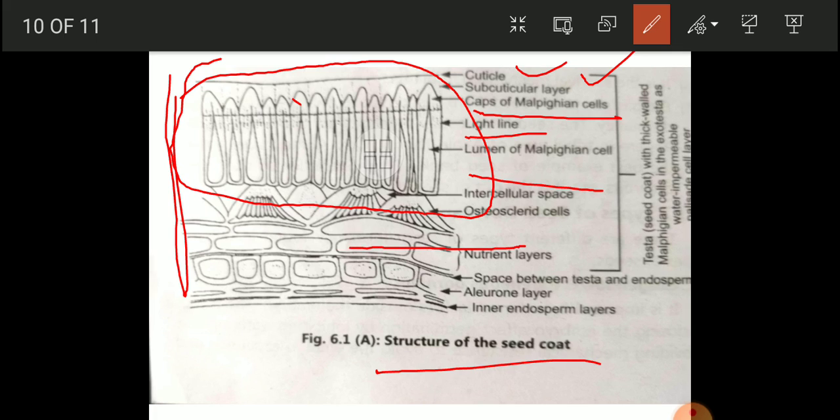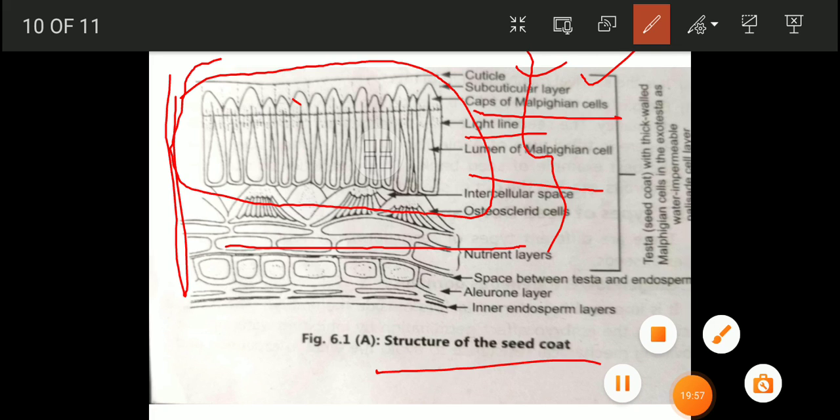This is the nutrient layer, and below that is the space between the testa and endosperm, the aleurone layer, and the inner endosperm layer. So this is the structure of the testa, isn't it? While drawing and understanding this diagram, you will come to know how these things are responsible for keeping a seed in a dormant condition for a long time. Unless these barriers are removed, whether physical, chemical or mechanical, the seed never germinates, isn't it?